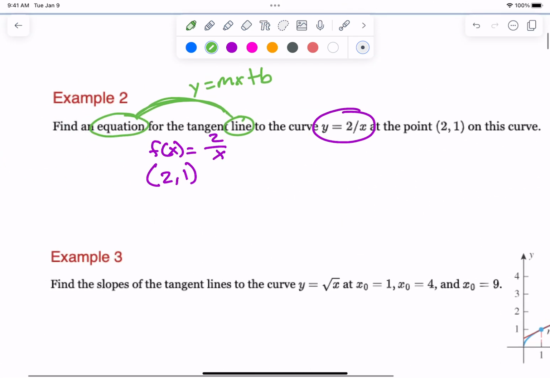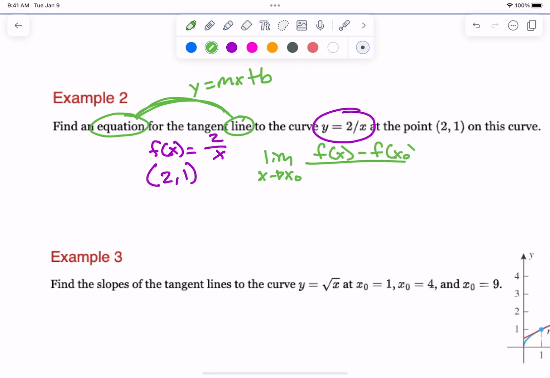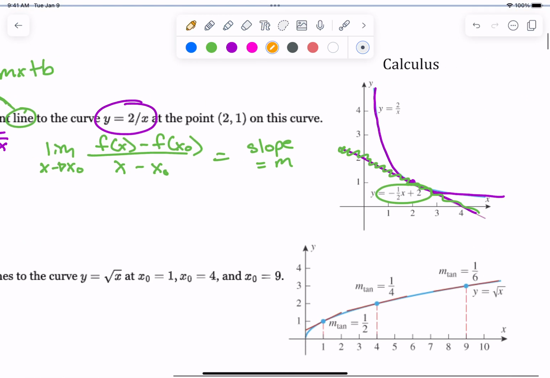We have to do the derivative, which is the limit as x goes to x naught of f of x minus f of x naught over x minus x naught. We have to do that to find the slope, which is m. That's what we have to do to find m. So what's our answer going to be?